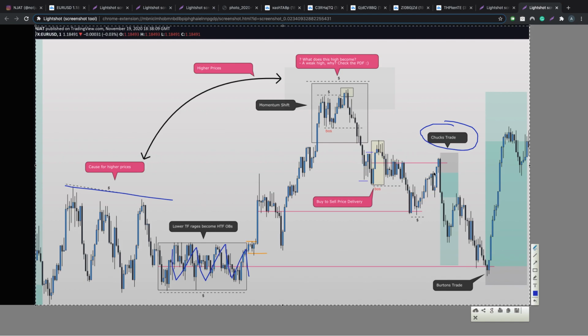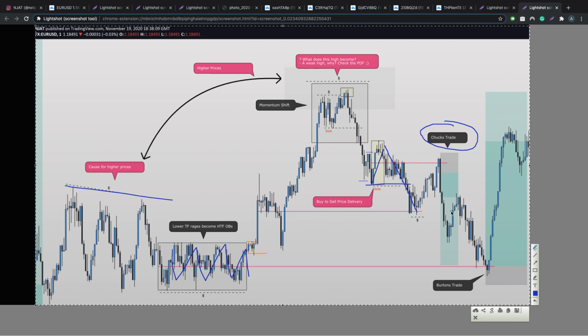So then I took my entry within here. Again, a different entry from what we have seen, but here we see the cause, right? Buy to sell price delivery, we see the intention, the break of structure, and then we see the return to origin, the return to the move for the mitigation, and then we see continuation in lower prices. So really, really key.